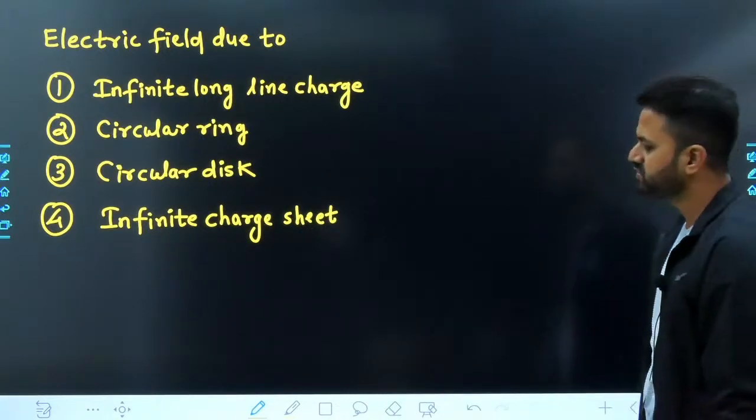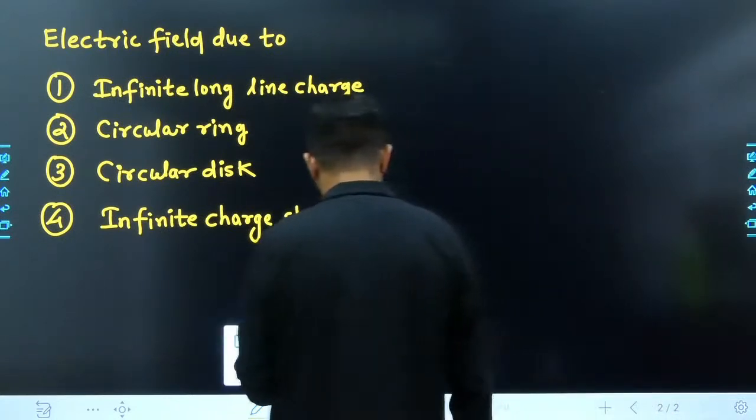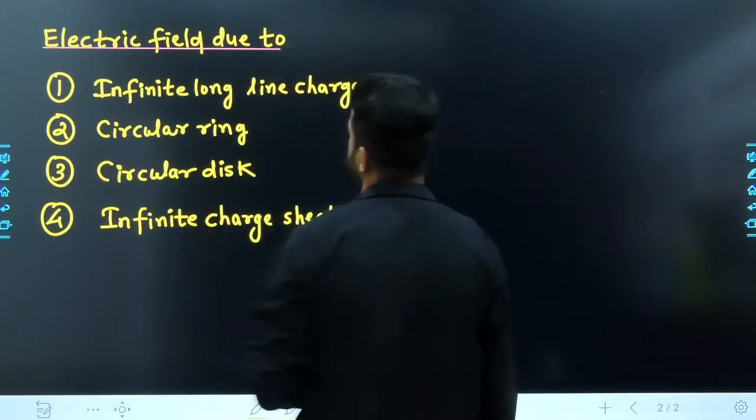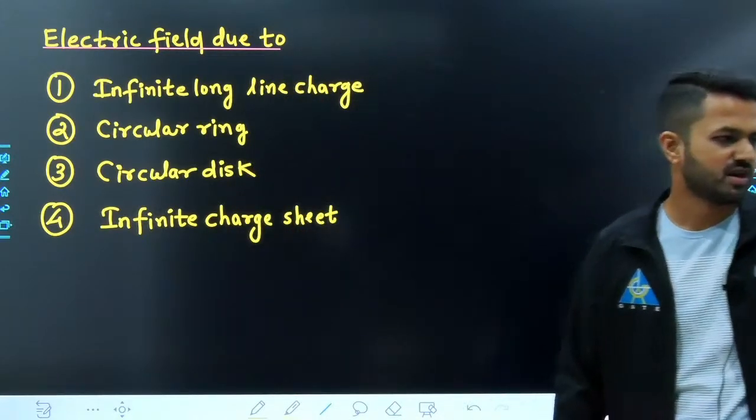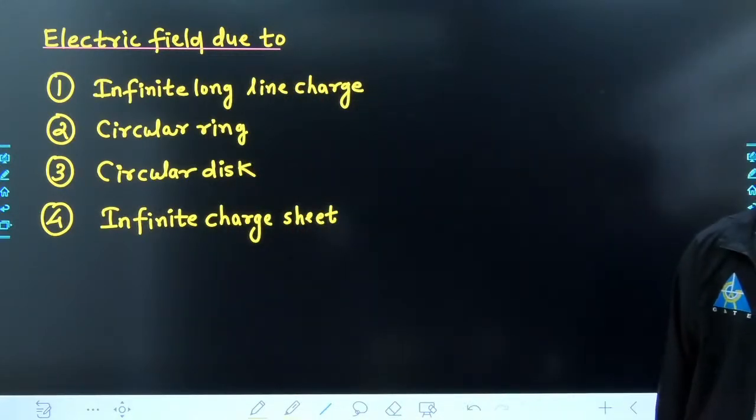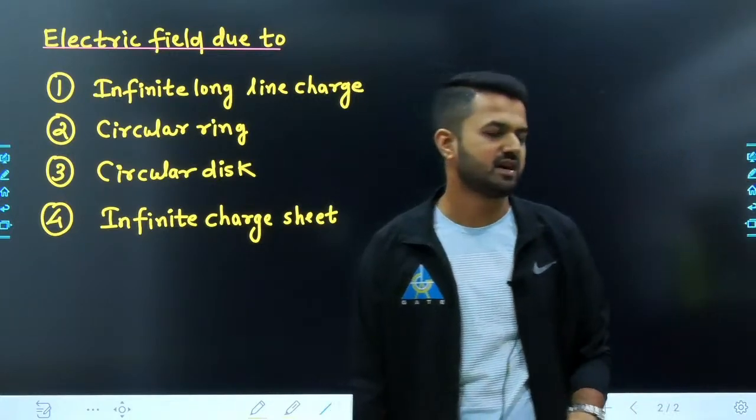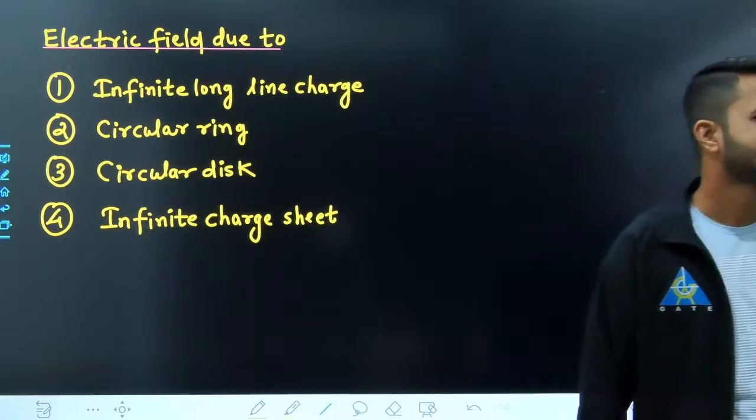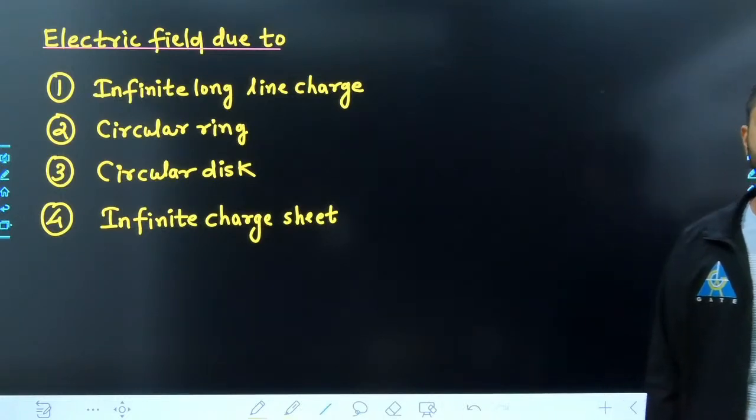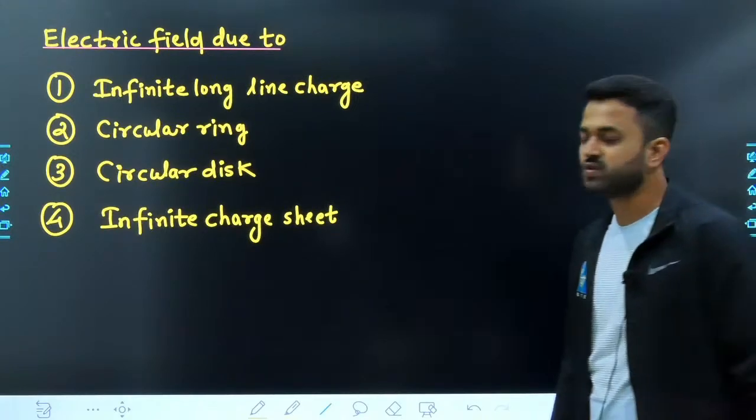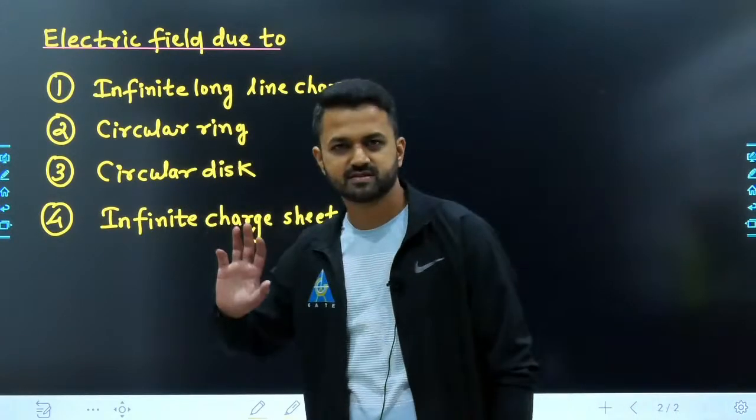Okay, so we have to study the electric field intensity because of all these four charge configurations. You should study this part at least for the practice, and they can ask the question from this topic. So one by one we will discuss each configuration, and we will see what is the electric field because of these charge configurations, and after that we will solve few questions related to these topics.